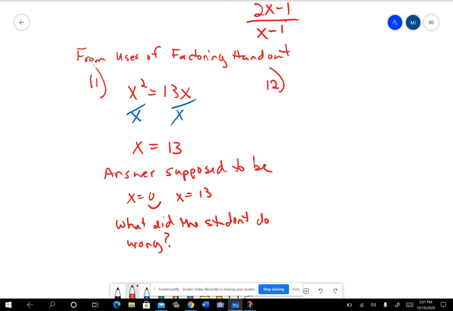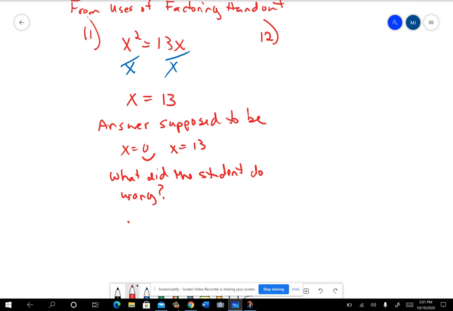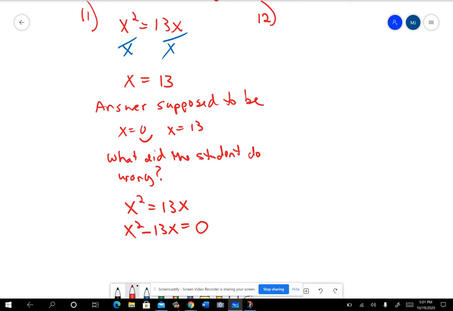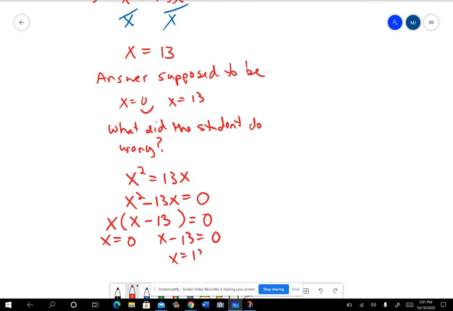So that's number 11. So what it was in the very beginning where they have the x squared equaling the 13x, you need to subtract the 13x to get it equal to 0. And then rather than dividing by x like they did, you need to factor the x out. And then what's left is x minus 13. And then you set the factors equal to 0. And you get the two solutions being either x equals 0 or x equals 13. So you get the 13 like they did the first time. It's just you don't lose this solution. Okay, it's both of these.